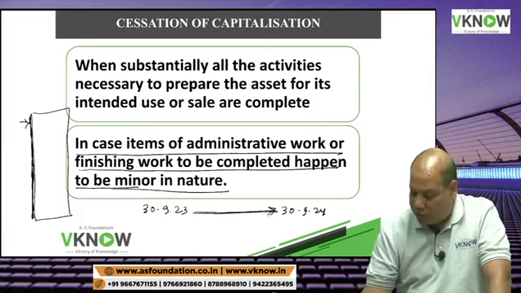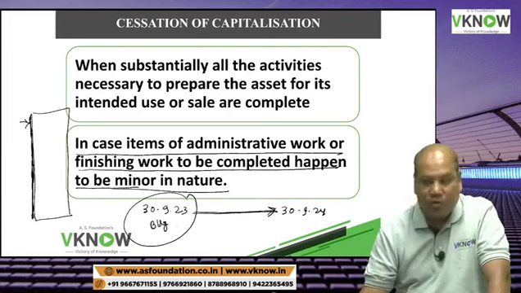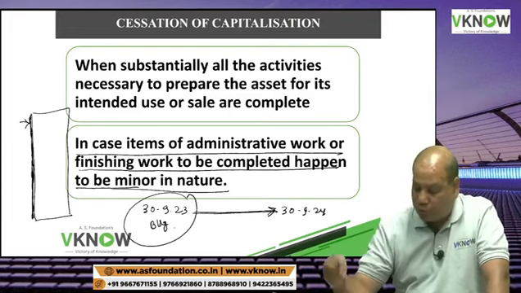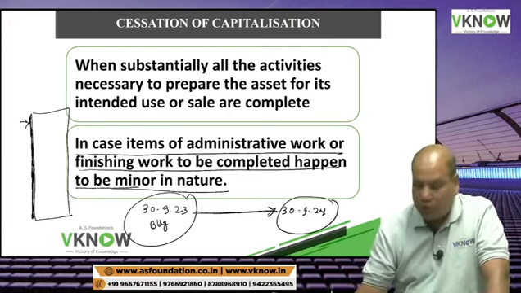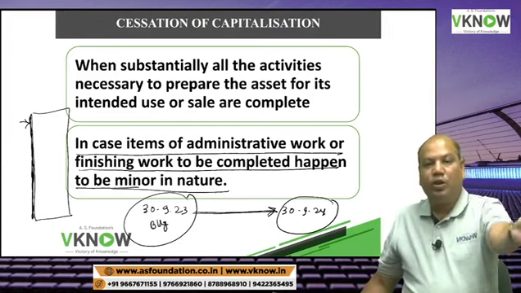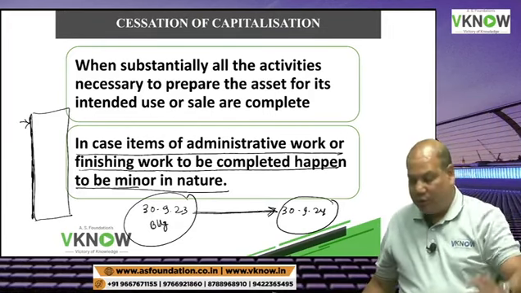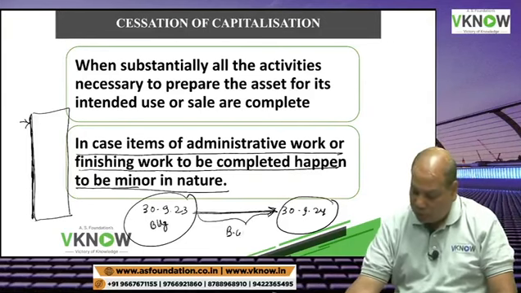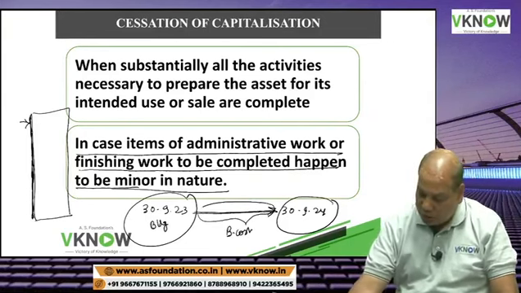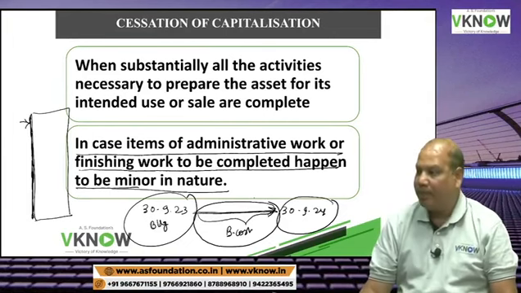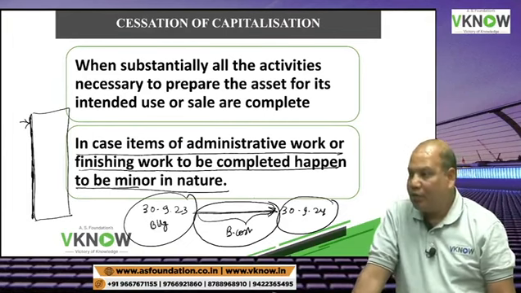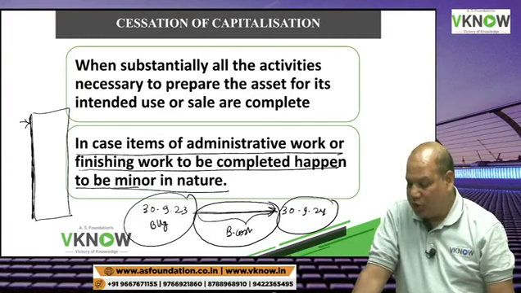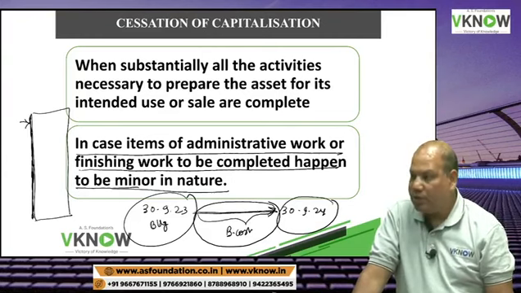My question is, the building is substantially ready on this date, only the outer walls were remaining to be painted, which were painted on 30th September 24. What happens to the borrowing cost incurred in this period? Please reply. What happens to the borrowing cost incurred between 30th September 23 to 30th September 24?